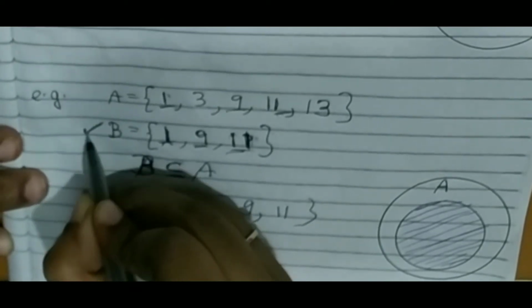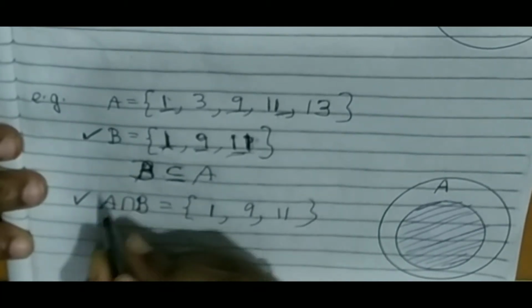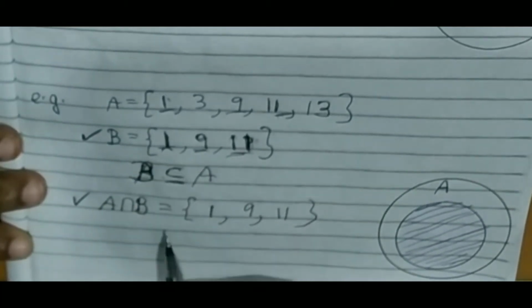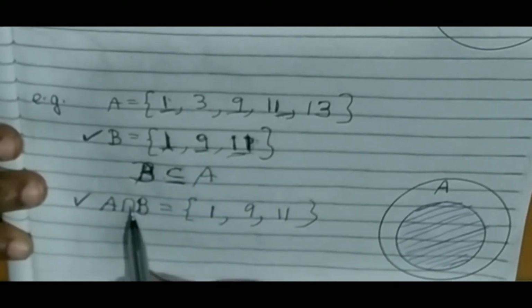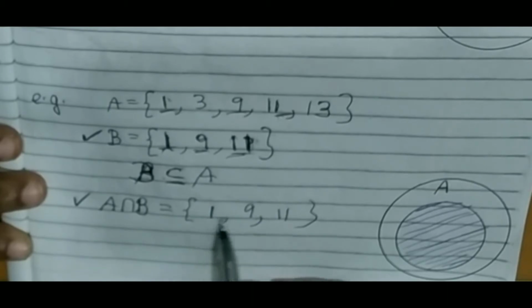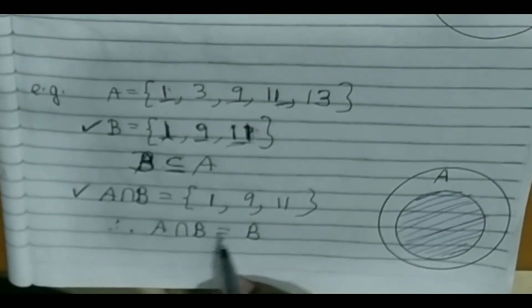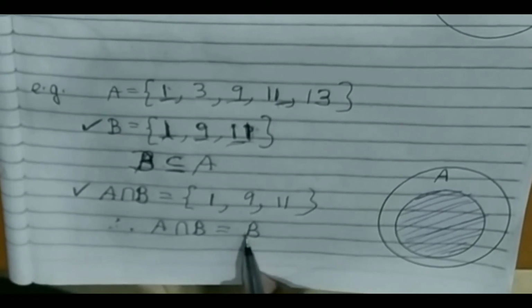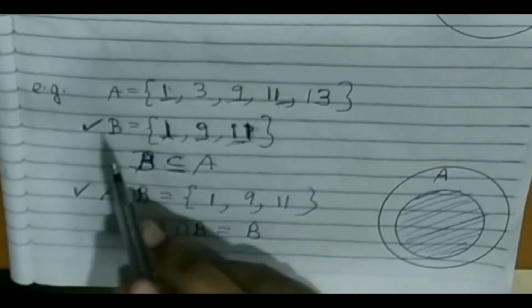Set B and set A intersection B. See, these two sets both have the same elements, right? Set B has 1, 9, 11 and set A intersection B also has elements 1, 9, 11. Therefore, the set A intersection B is equal to B. They both have the same elements.